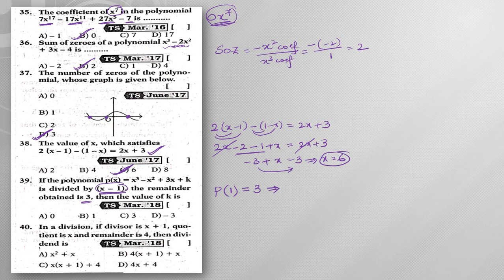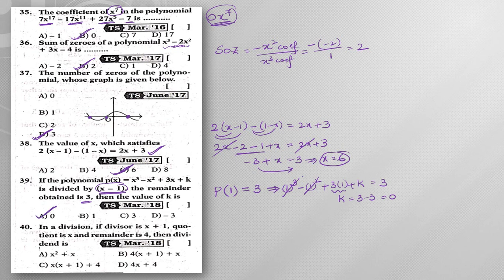So from this what am I going to get? p of 1 means 1 cube minus 1 square plus 3 times of 1 plus k is equal to 3. So 1 cube is 1 minus 1 square, which is 1, so plus 1 minus 1 we can cancel out. So from this, k is equal to 3 minus 3, when you transpose it, which is equal to 0. So the value of k is 0.